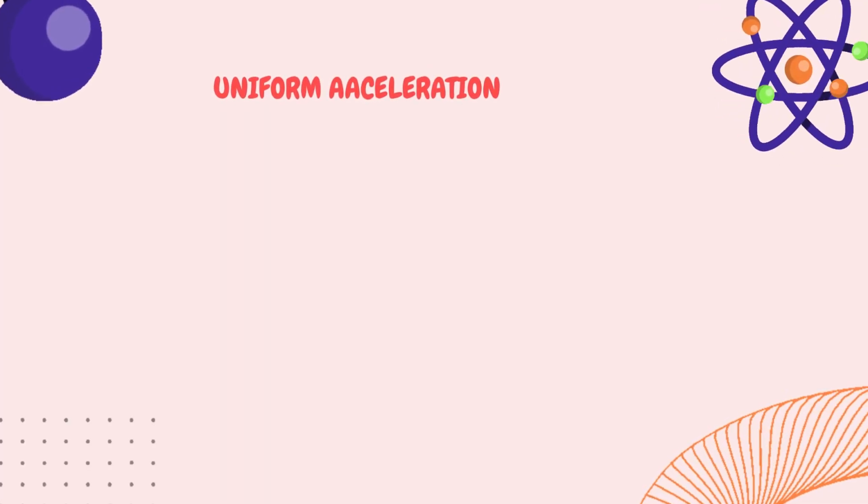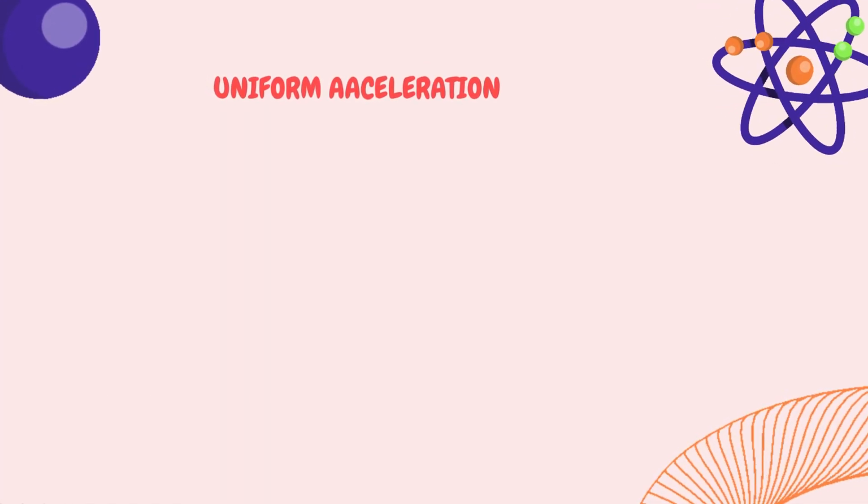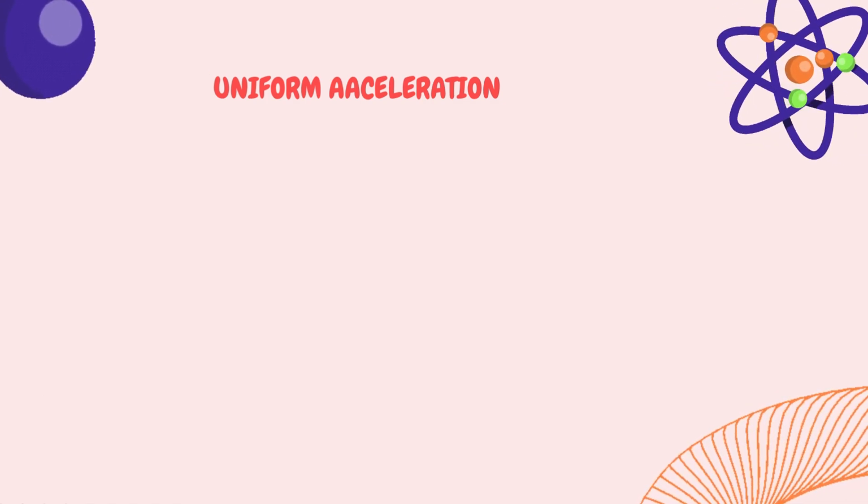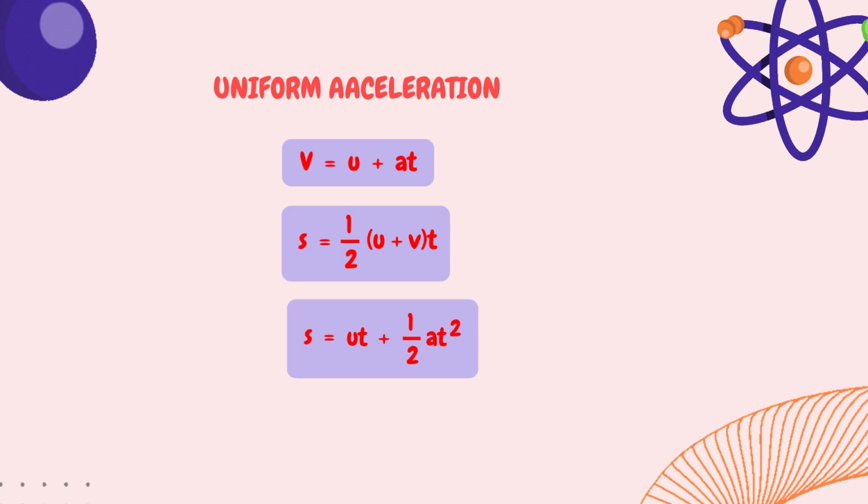To recap, uniform acceleration, also called constant acceleration, refers to a constant rate of change of velocity over time. To calculate the motion of an object moving with uniform acceleration, the 4 equations are used.